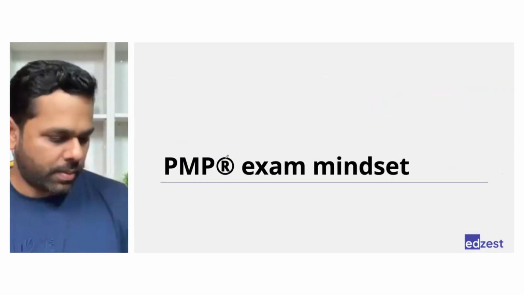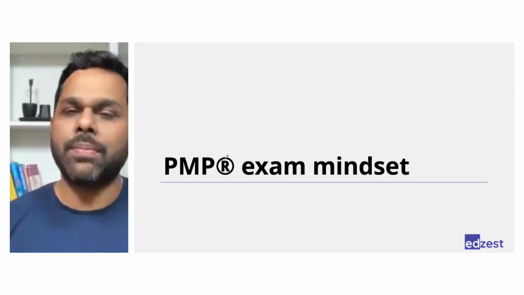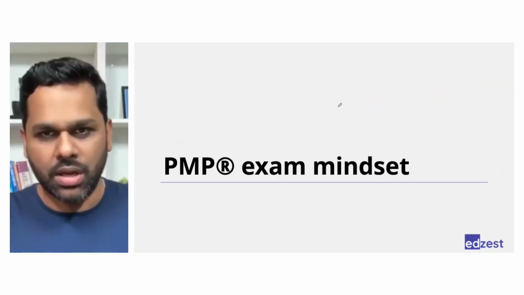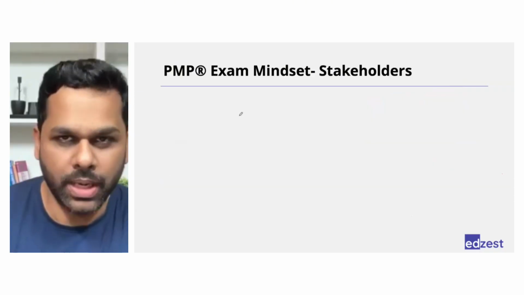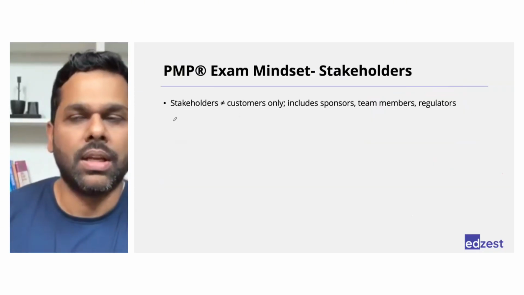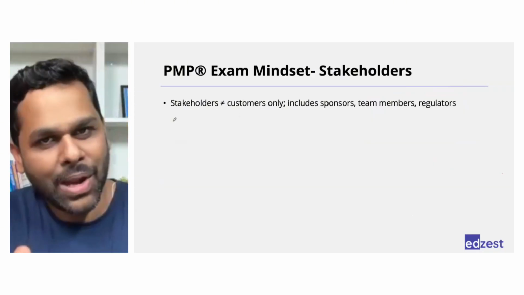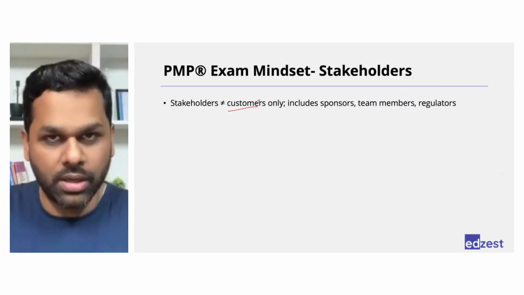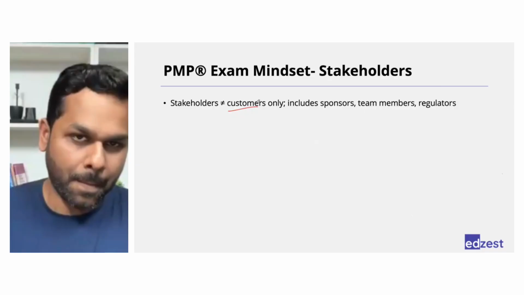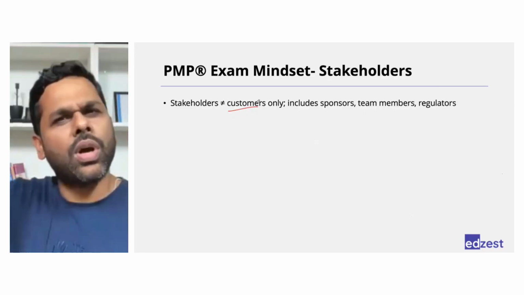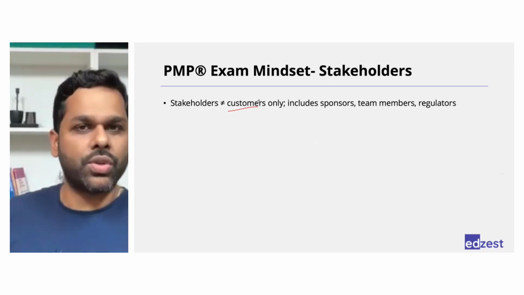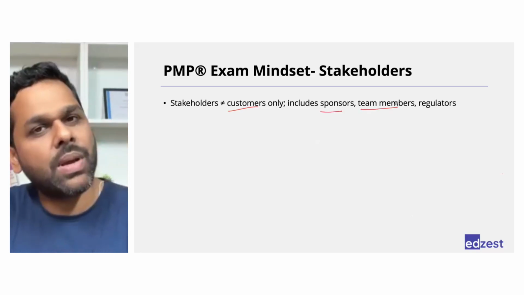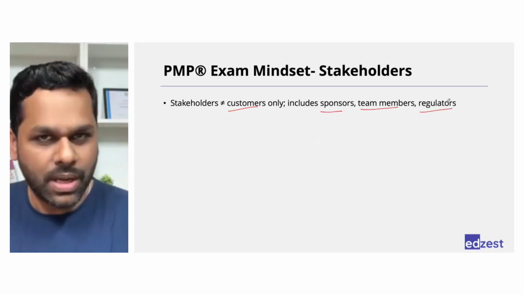Right. So now we will talk about the things that you should keep in mind whenever you are answering questions from the stakeholder or resource performance domain. First, it is a general tendency to think of stakeholders as customers, which is not wrong, but it is incomplete. Sometimes in one or other questions, it will be important for us to think of stakeholders as our sponsors also, team members as well, governing bodies, regulators as well.